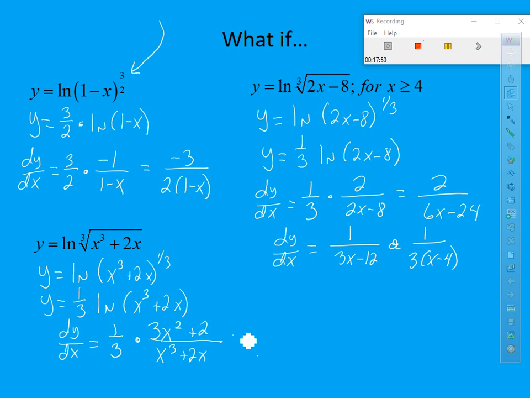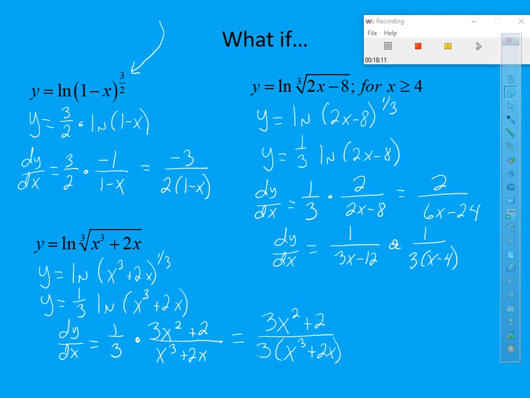Final answer, a couple of ways to leave it. I've got 3x squared plus 2 over, I can distribute that 3 or leave it out. You pick it. So there's our derivative. The main focus there, guys, is if there's an exponent, get rid of it first. Get rid of it first.